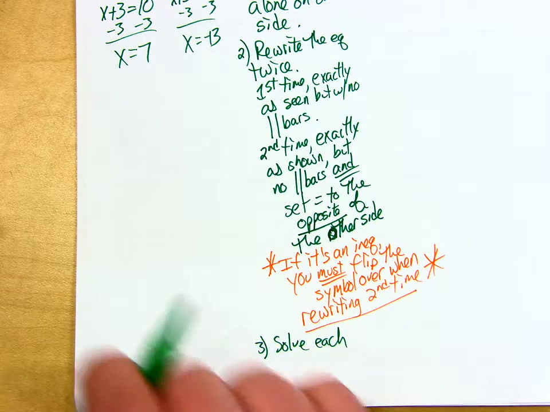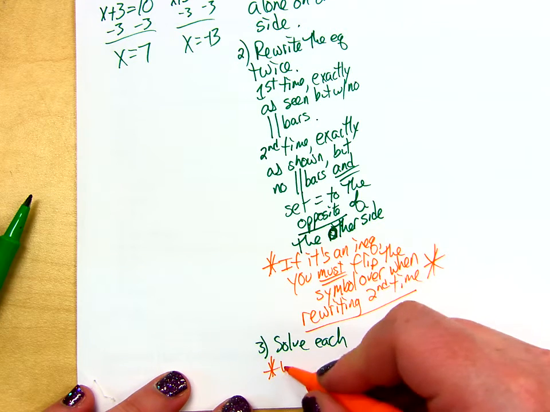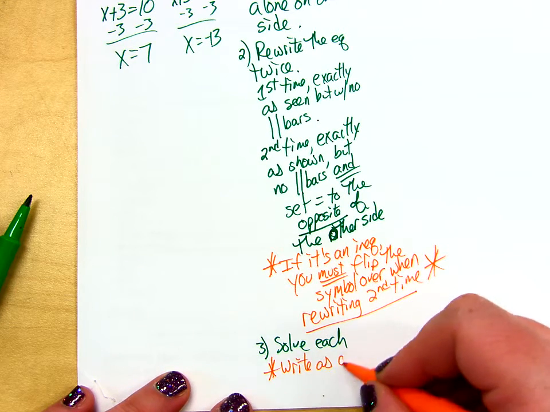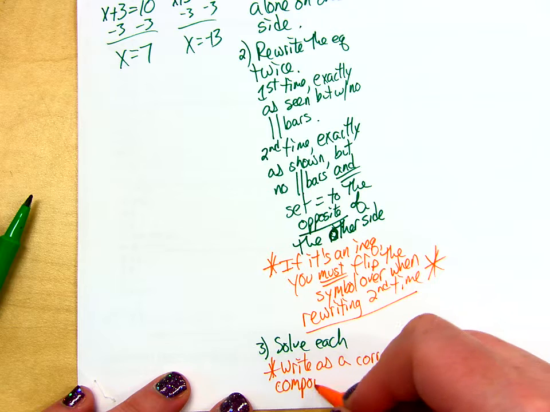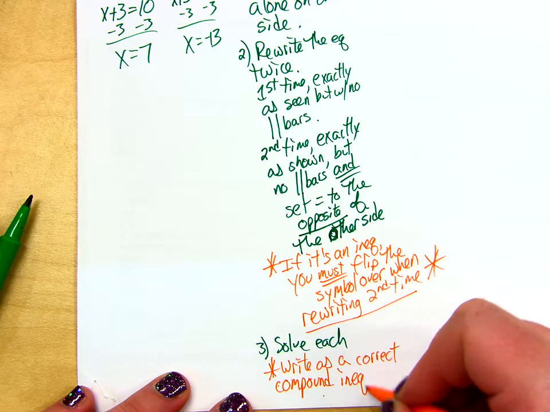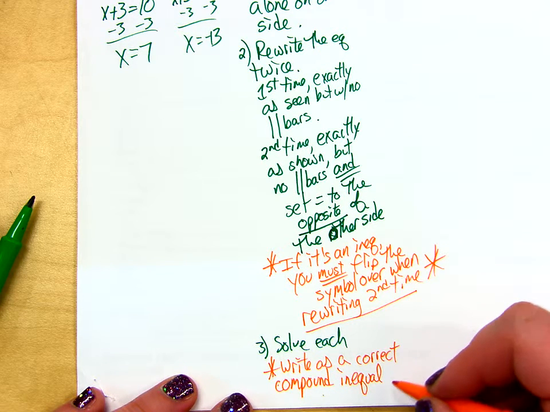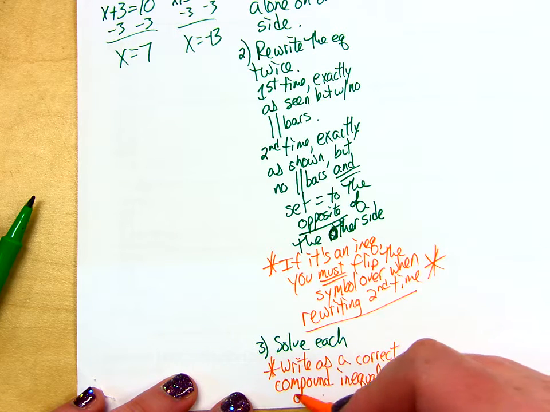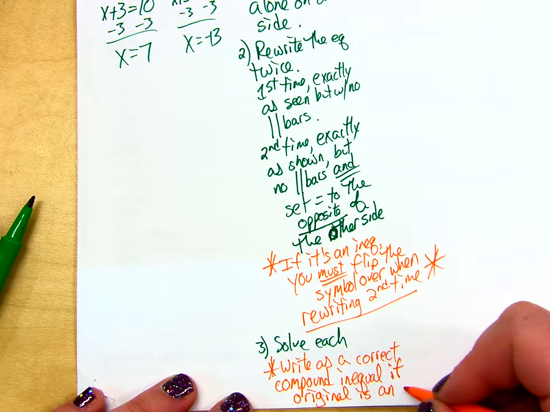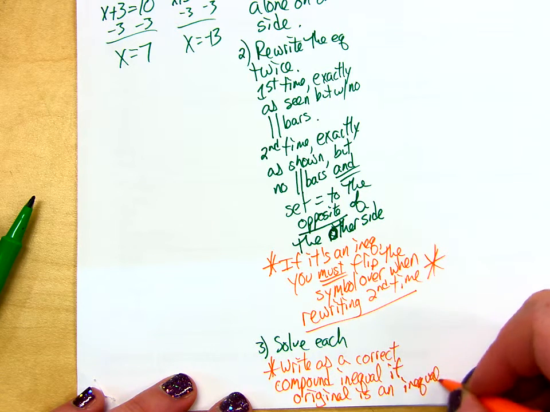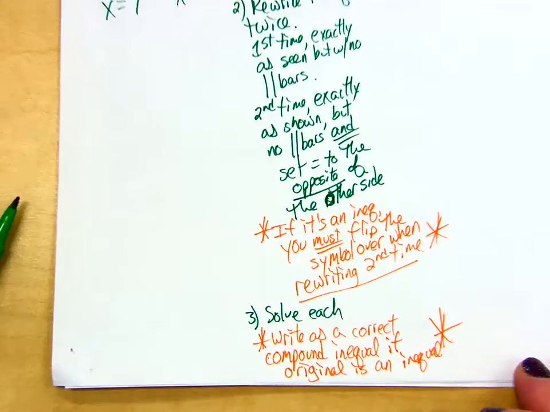And again, we'll deal with this when we're doing inequalities, but we might as well add it now. Solve each. Write as a correct compound inequality if original is an inequality. We'll go through that in more detail once we get to the inequalities.